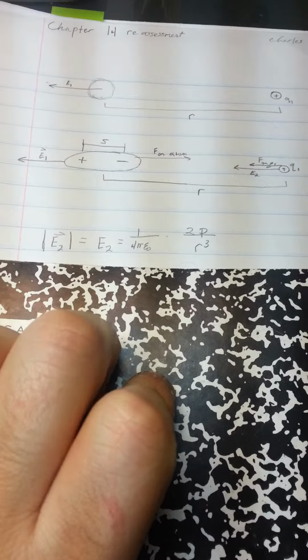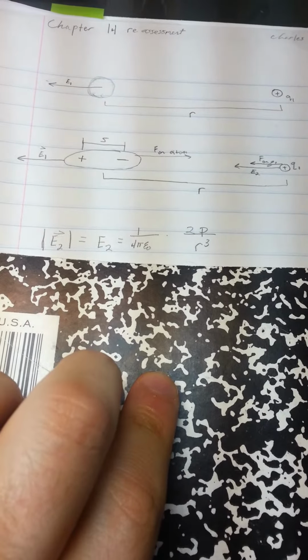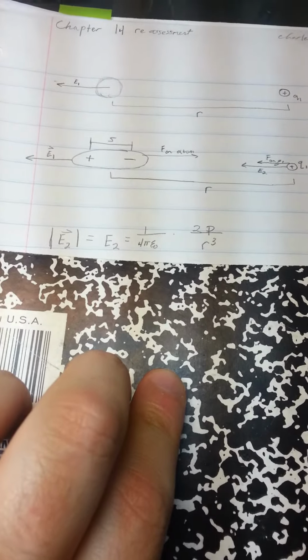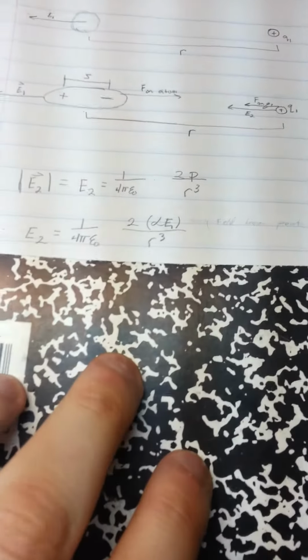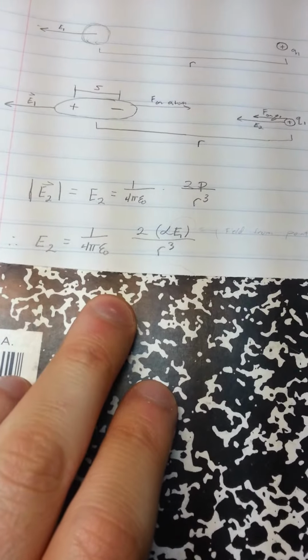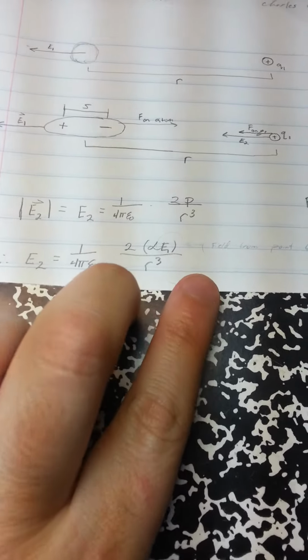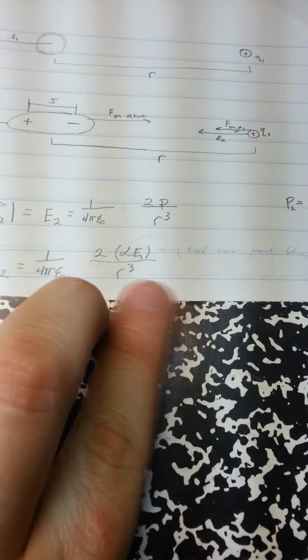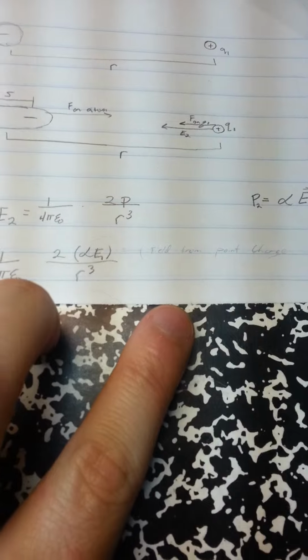However, the amount of polarization of the induced dipole is directly proportional to the magnitude of the applied field that created the dipole, and this can be written as p equals alpha E. So, plugging that in, alpha is the polarizability constant of a particular material, and E is the field from the point charge.